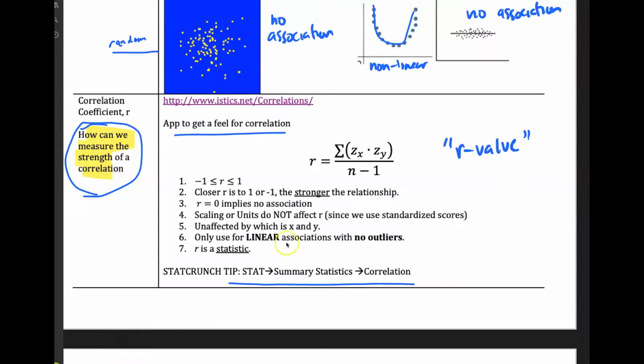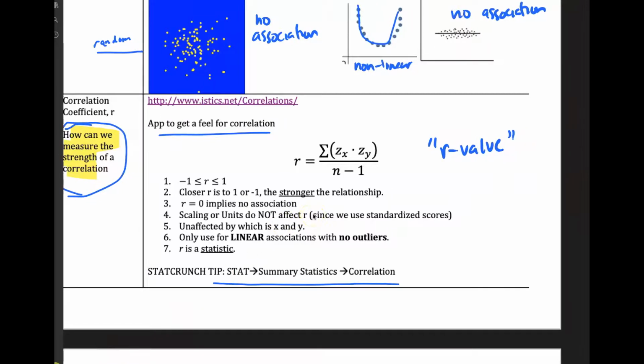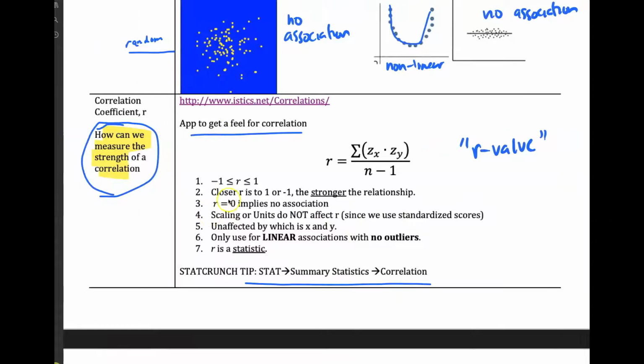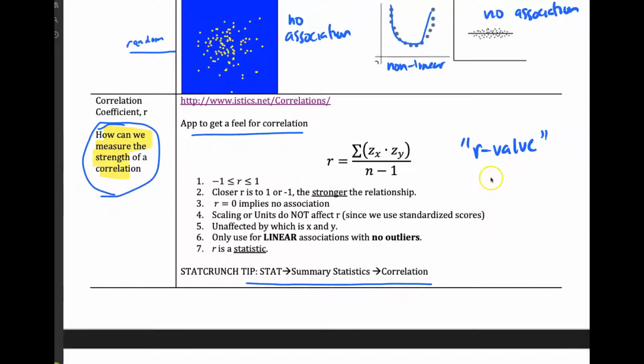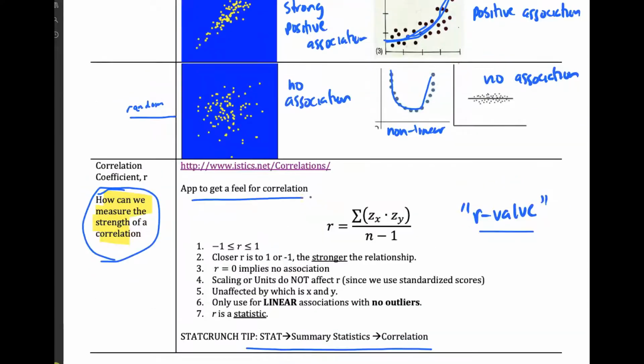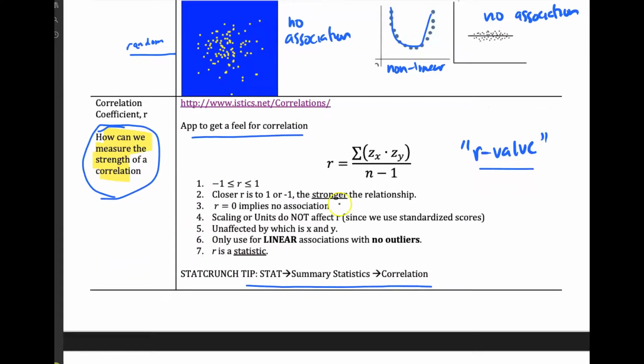So we left off talking about the relationship between two variables, and the way we measure it is through the correlation coefficient. That correlation coefficient tells us a story, or the R value. It tells us whether the association is positive or negative. So an R value would be positive or it would be negative, depending upon the direction.